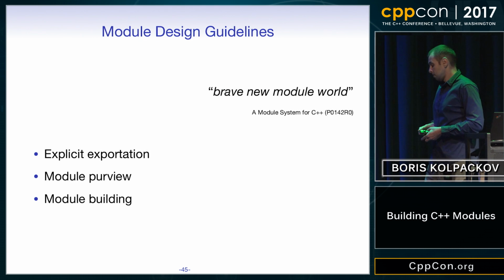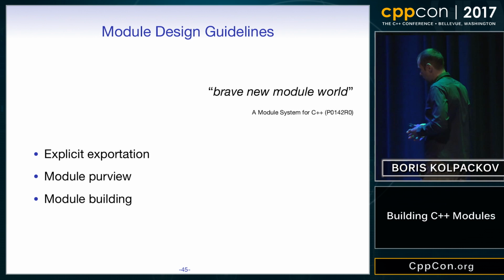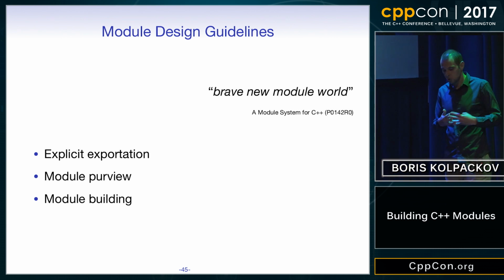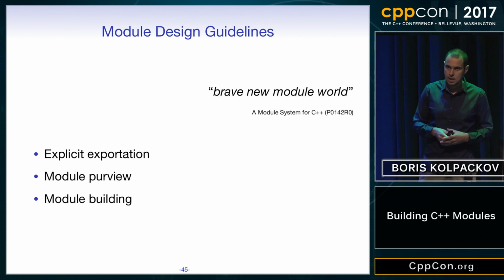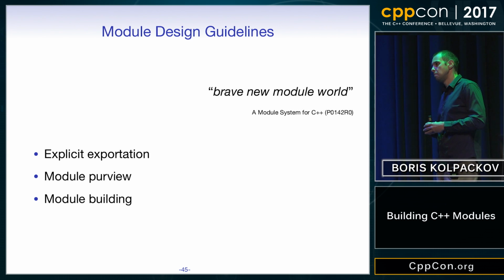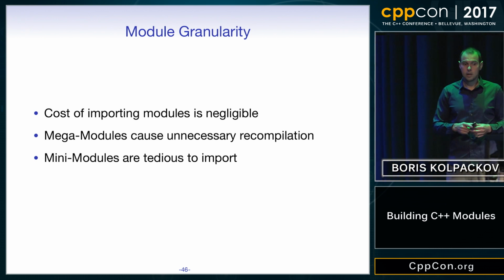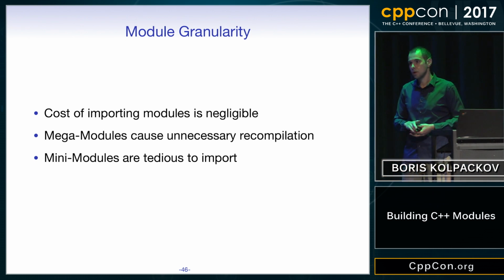All right, so now we have a hopefully fairly good understanding of modules as a language feature, as well as some implications for the build systems. Let's see if we can derive some basic design guidelines from that. We'll start with module granularity. Now, how big should we make our modules?